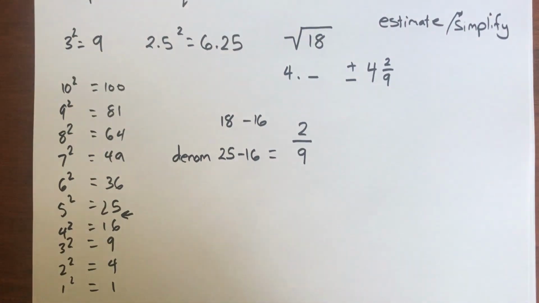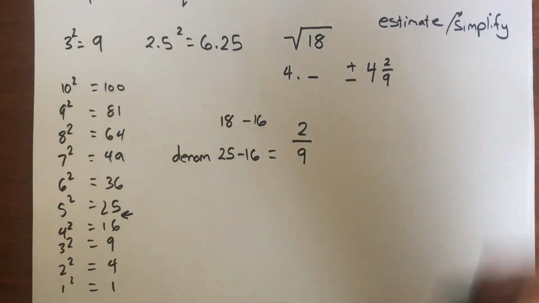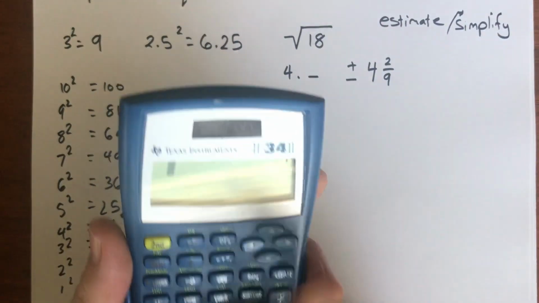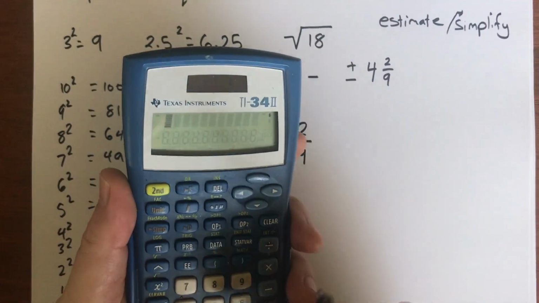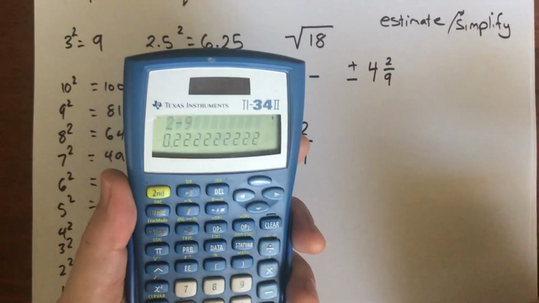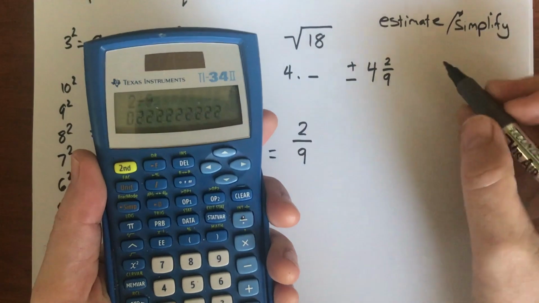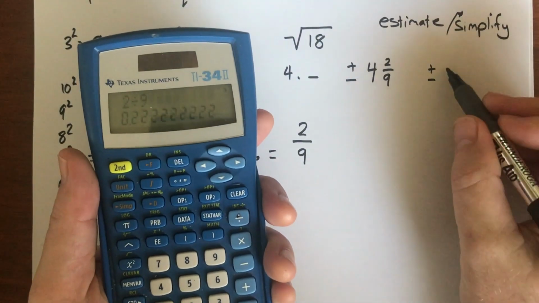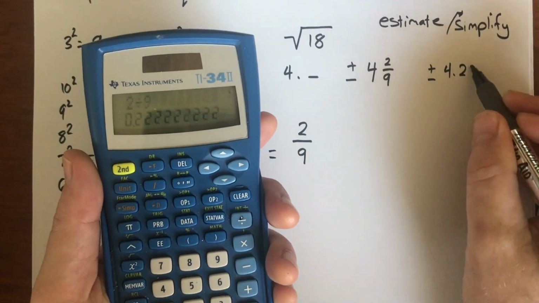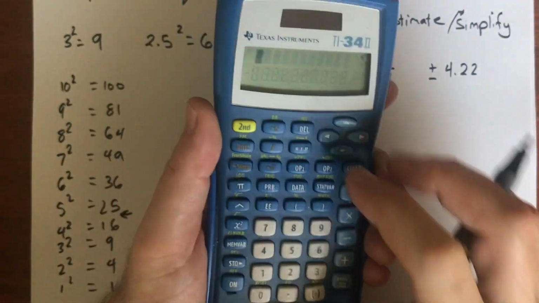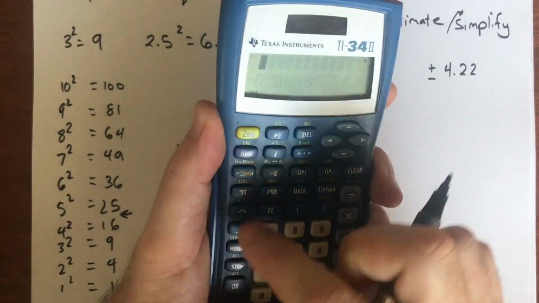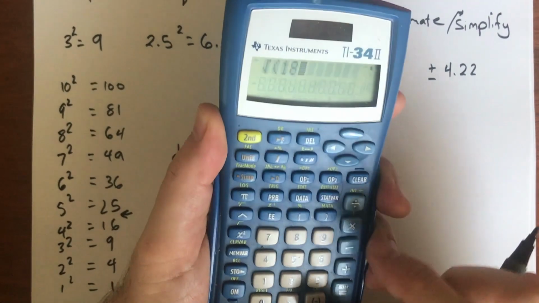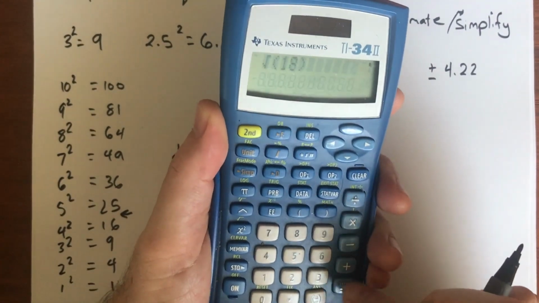So I only really need you to find this. Like if we took the decimal, 2 divided by 9 is 0.222222. So basically, the square root of 18 is basically 4.222 forever.